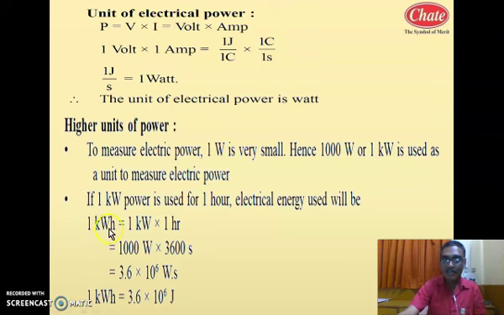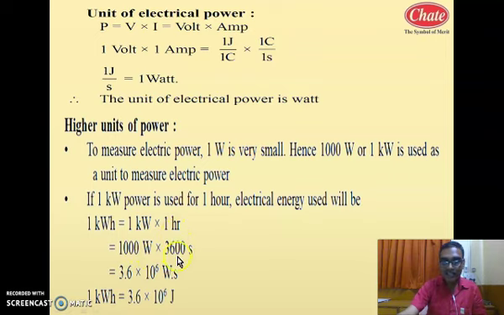So let us find the SI value of 1 kilowatt hour. In the SI system, time is measured in seconds, and kilowatt is not an SI unit. So let us find the SI value for this unit. It is 1 kilowatt into 1 hour. 1 kilowatt means 1000 watt. 1 hour equals 3600 seconds, since 1 hour is 60 minutes and 1 minute equals 60 seconds.